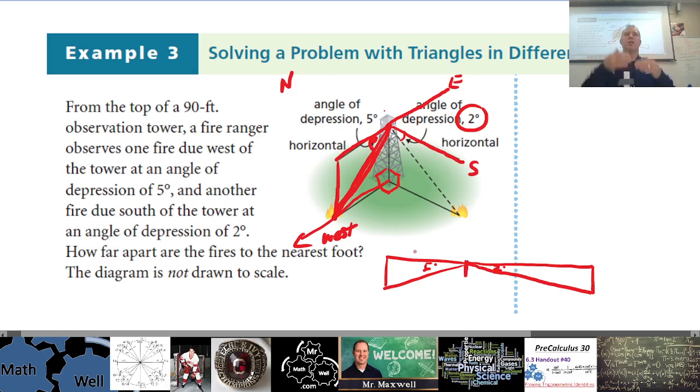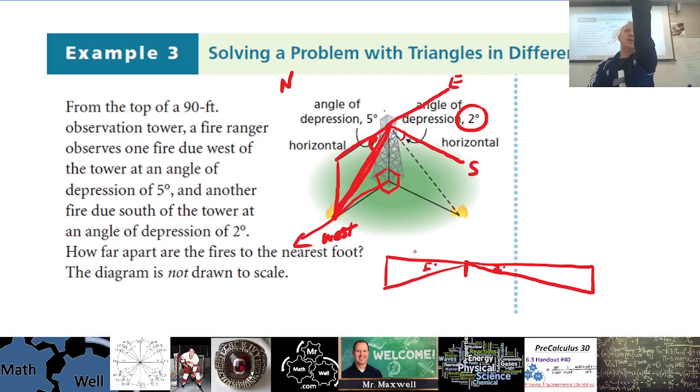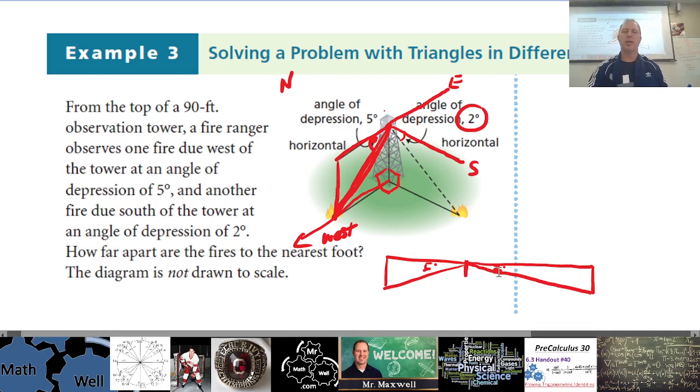Think about it. If you are up on top of a tower and you are looking straight across, and then you see something in the far, far distance, you look down maybe 2 degrees. Something that's closer, you will have to look down a further degree, like more degrees, right? So the smaller degree represents something that's further away. All right, that's good for us to know. So how far apart are the fires to the nearest foot?